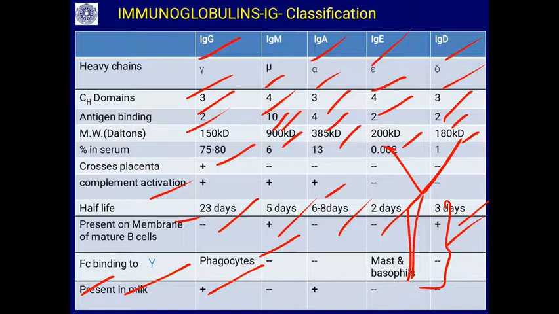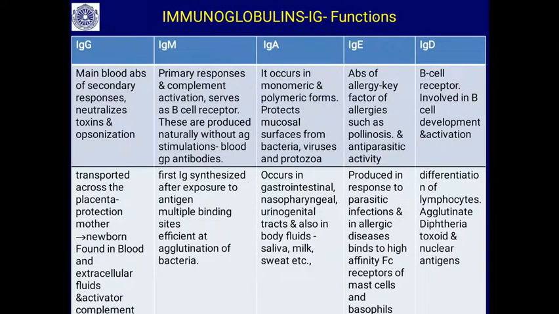In the case of IgE, the fragment crystallizable portion can bind to mast cells and basophils. IgG and IgA are present in the milk, and they bring the newborn the initial immunity. So these are the details about their function. So we have studied the functions of IgG.